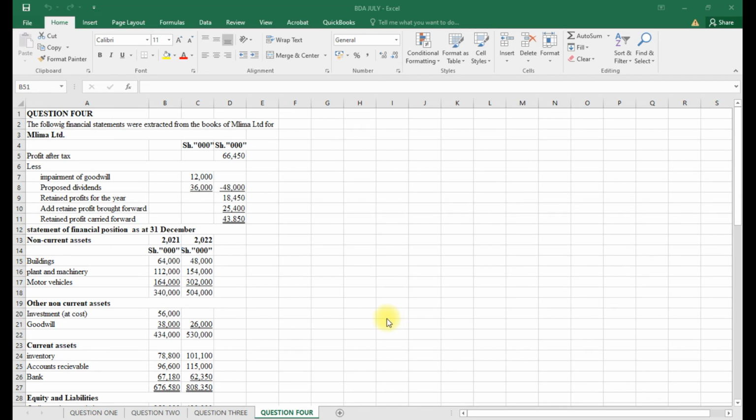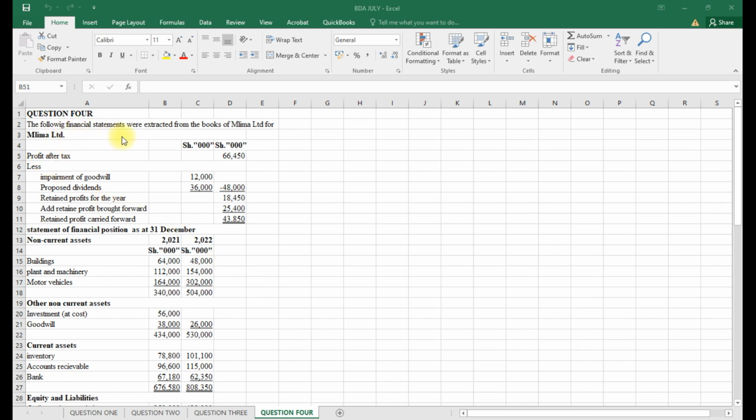We're going to look at another question under the business data analysis. Today we're going to look at a cash flow question. This is an area that again they like testing. We shall go through this question.